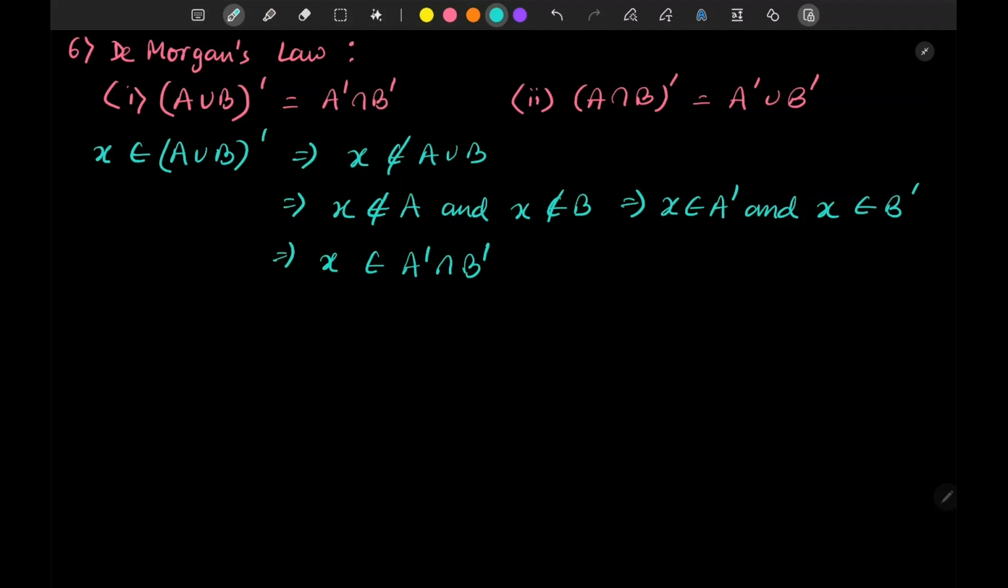So here we see that for any element present in (A union B) whole complement, that same element is also a member of the set A complement intersection B complement. Therefore, we can say that (A union B) whole complement must be a subset of A complement intersection B complement.